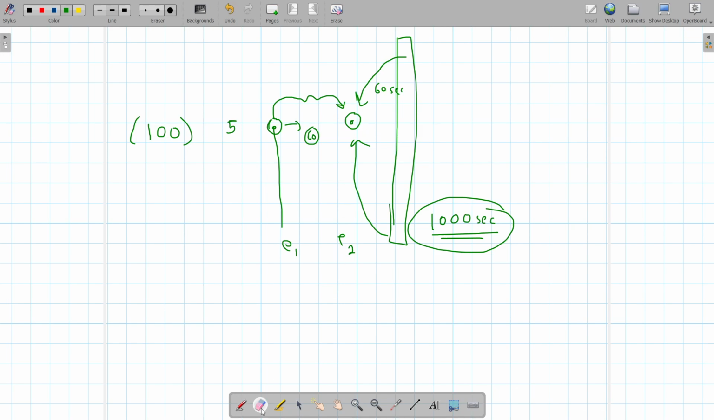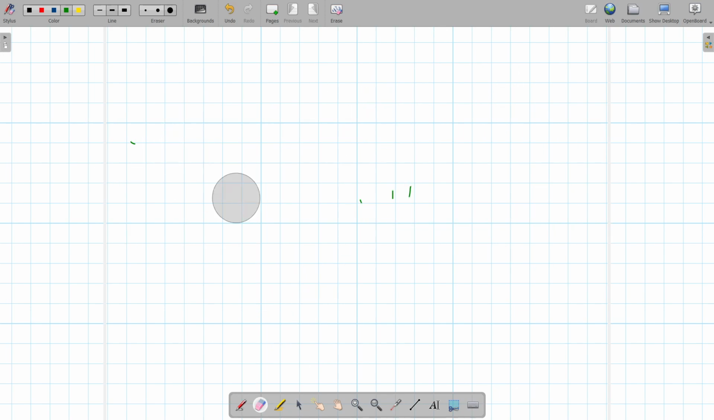Now, what we have to find is, given all this information, the minimum time in which we can reach the kth level, zero-based indexing, right?